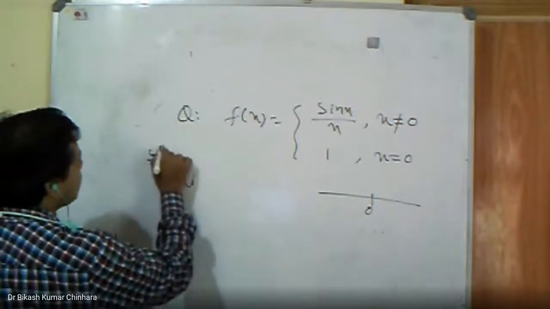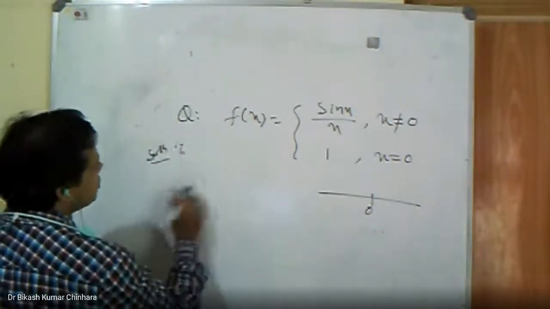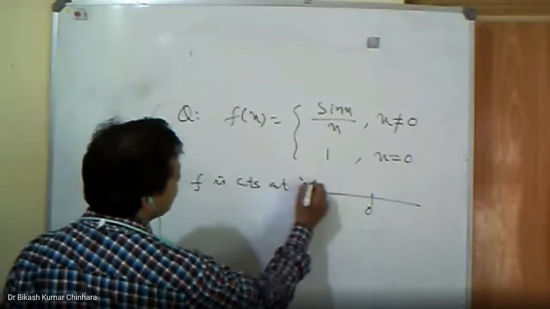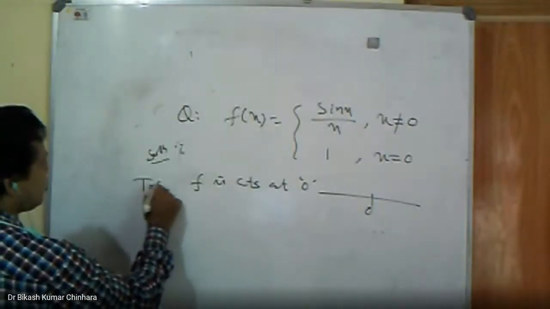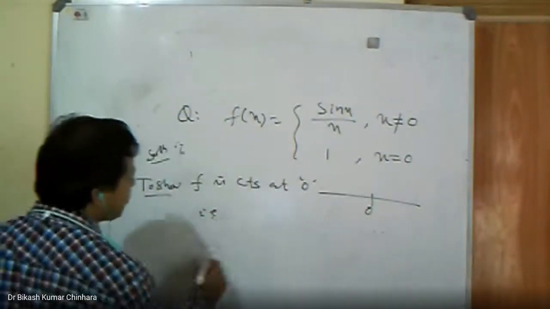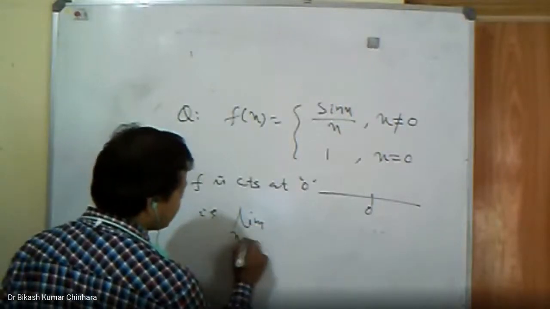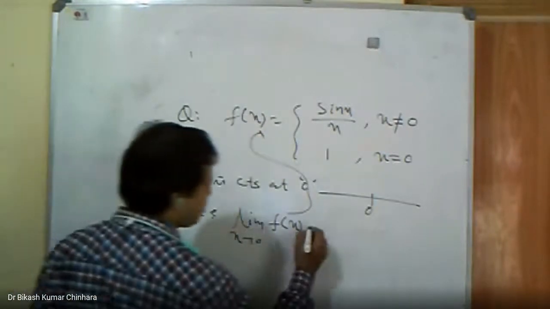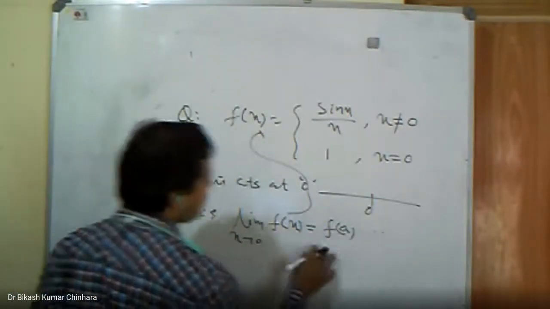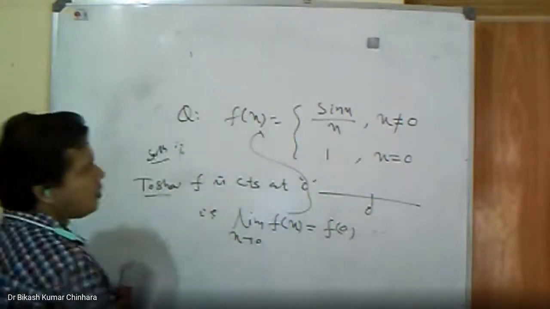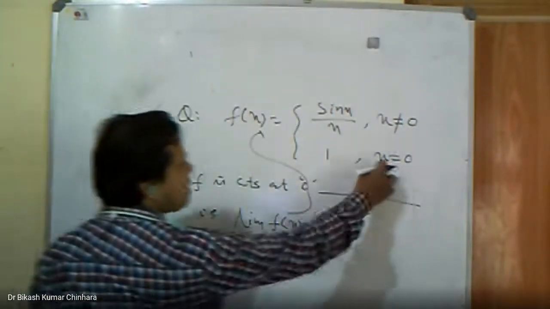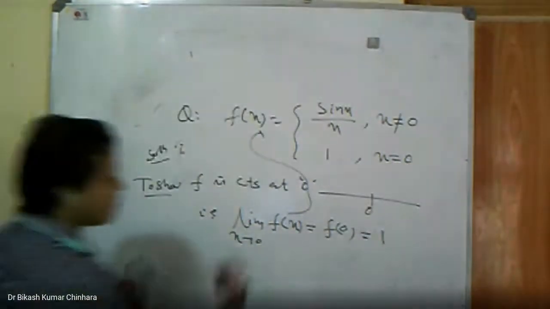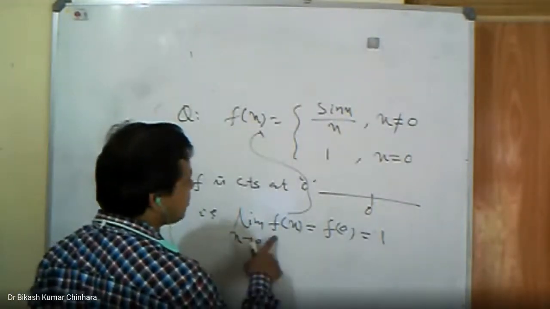So the solution: to show f is continuous at 0, we have to check that limit x tends to 0 of f of x should be equal to f of a, here f of 0. What is f of 0? When x is equal to 0, its value is 1. So f of 0 will be 1. That means I have to check whether limit x tends to 0 of f of x is 1 or not.